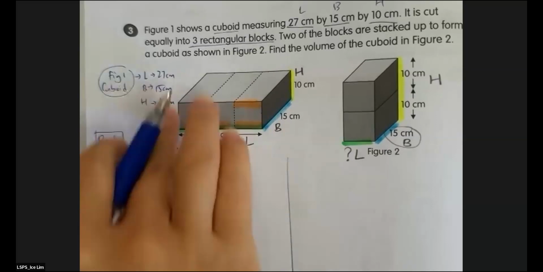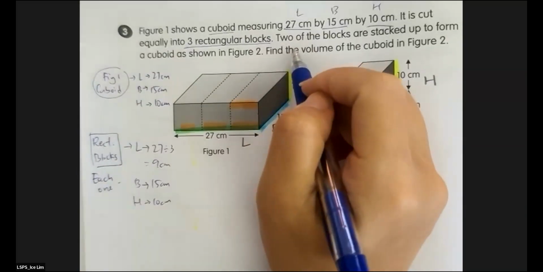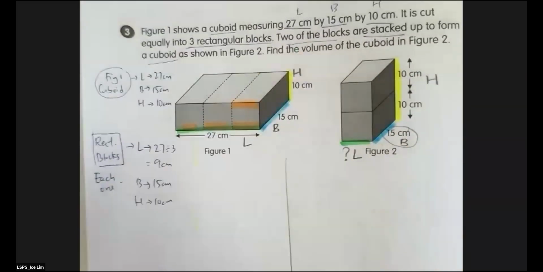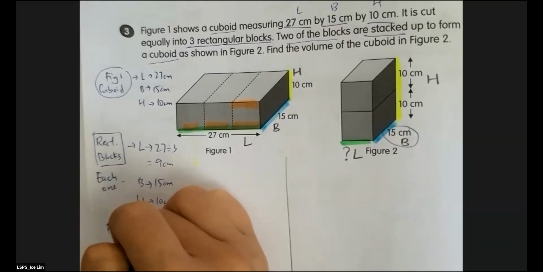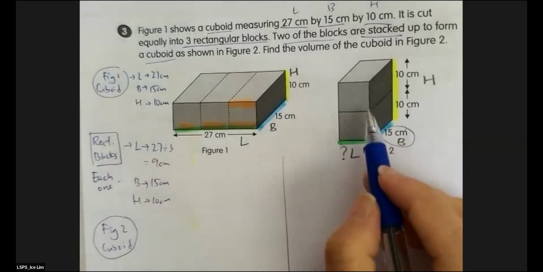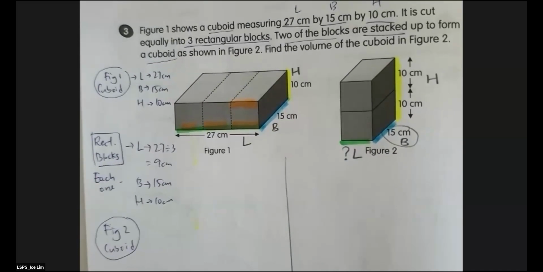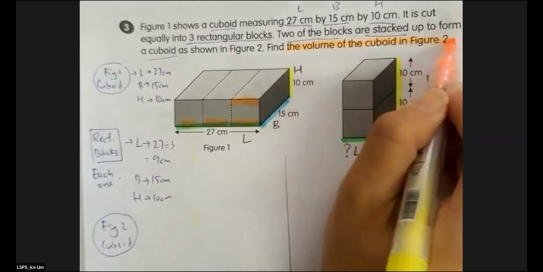Now, is all this the answer yet? No, because we move on to the next part of the story. You are stacking up the blocks to form another cuboid. This other cuboid is the figure 2 cuboid, with the blocks stacked up like that. The question ultimately is asking us to find the volume of the figure 2 cuboid.